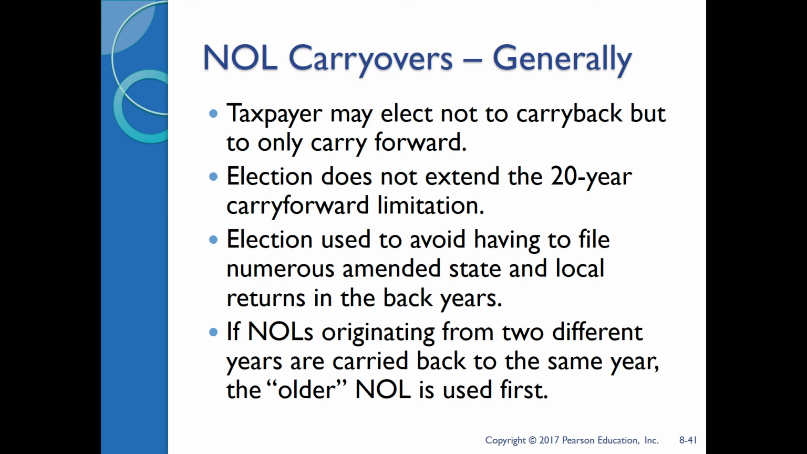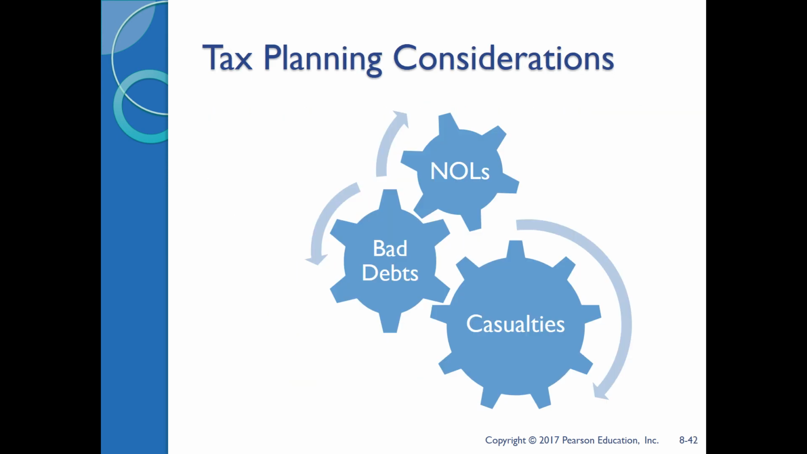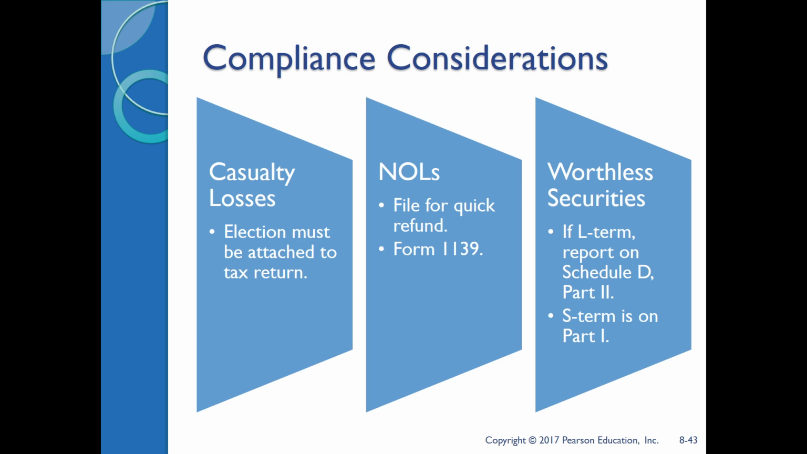So for tax planning considerations, we have to consider net operating losses, bad debts, and casualty losses and how they affect the taxpayer's tax return, what sort of losses can be deducted, etc. So for casualty losses, elections must be attached to the tax return. For net operating losses, we can amend previous years and file for a quick refund using Form 1139. And for worthless securities, we report on Schedule D, Part 2 if they're long term. If they're short term, we report on Part 1.